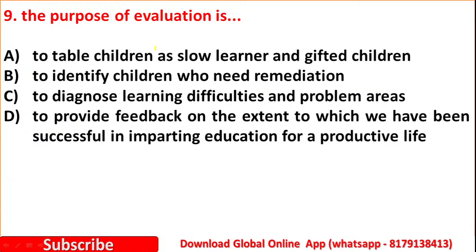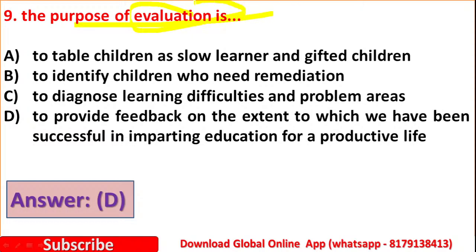Question number 9. The purpose of evaluation is: option A, to label children as slow learners and gifted children. Option B, to identify children who need remediation. Option C, to diagnose learning difficulties and problem areas. Option D, to provide feedback on the extent to which we have been successful in imparting education for a productive life. Here the right answer is option D. The main purpose of evaluation is to provide feedback on the extent to which we have been successful in imparting education for a productive life.